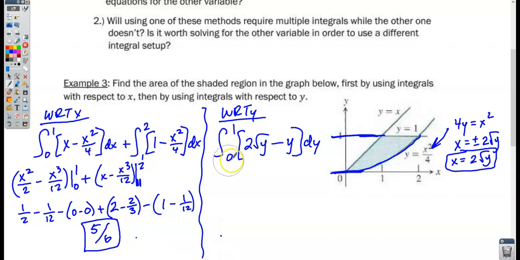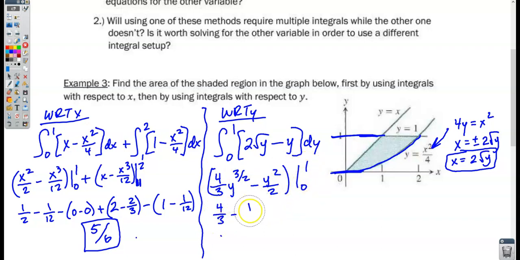Okay, and now I'm going to integrate with respect to y. So we take the antiderivative of this. Let's see, the integral of square root of y is 2/3 y to the 3/2, so that's going to be as such, minus y squared over 2. And we evaluate, that's going to be 4/3 minus 1/2 minus 0, and all of that's equal to 5/6. All right, on to example 4.